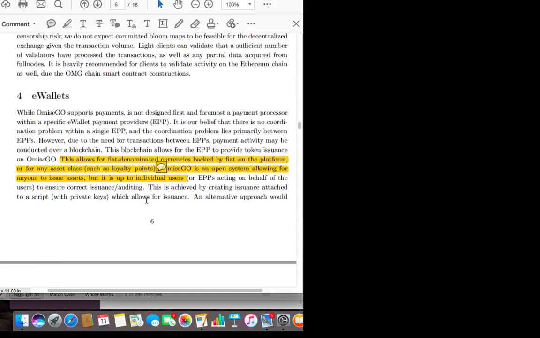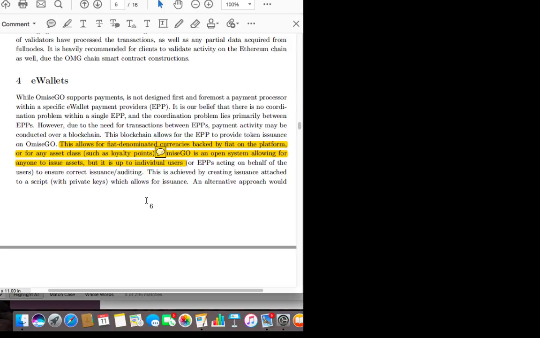Okay, so a big deliverable here for Omisego, obviously, and one of the things they emphasize, which I found interesting, is that it says, while Omisego supports payments, it is not designed, first and foremost, as a payment processor within a specific e-wallet payment provider. So they're believing that there's no coordination problem with a single EPP, but they're saying there's a problem, and the thing they're trying to solve is the coordination between the e-wallet payment providers themselves.